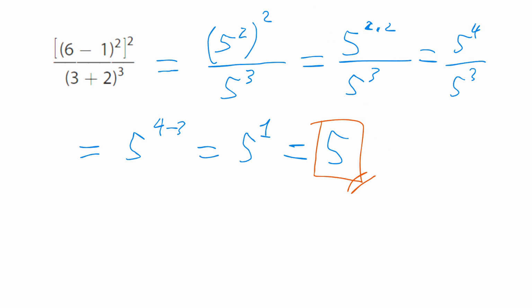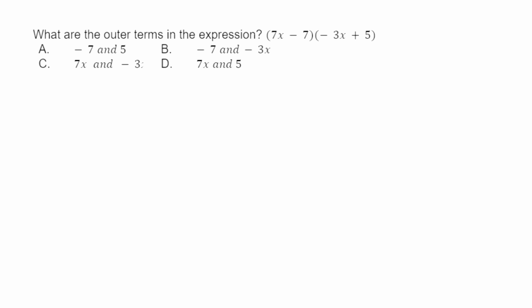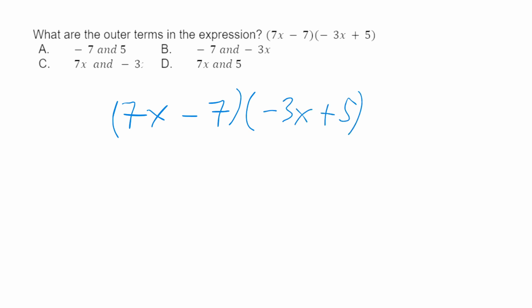next. Okay, so this one is so easy, right? So we have here the given 7x minus 7 times the quantity negative 3x plus 5. There. So it's only asking what are the outer terms. Again, this one here is about our FOIL method in the expansion. We will not actually focus much on that, but this one is just asking which one is the outer term.